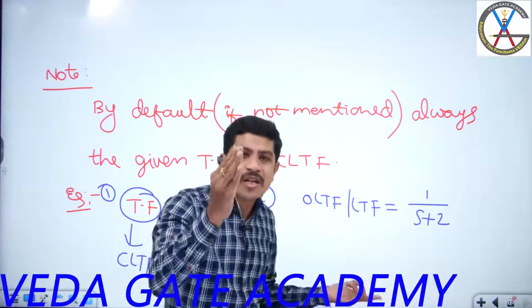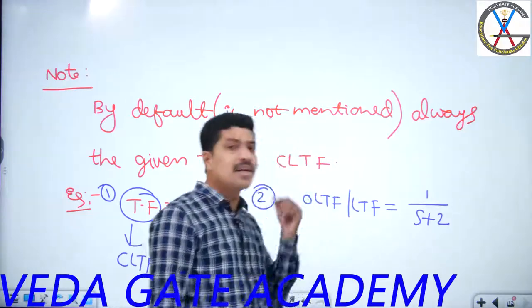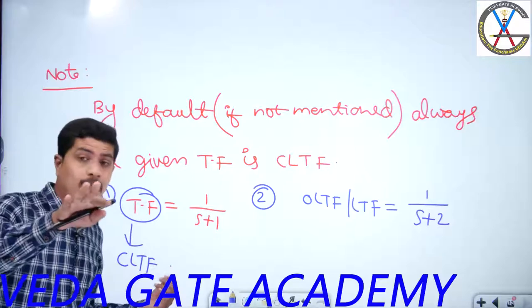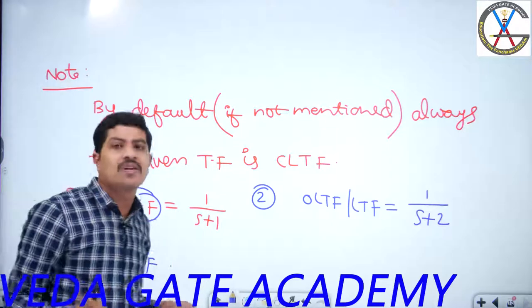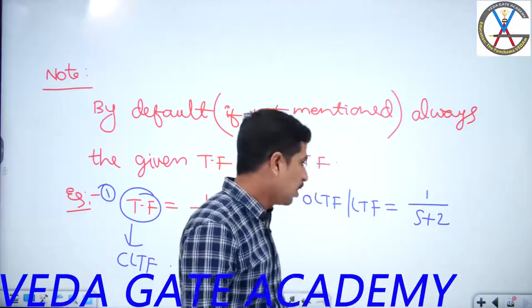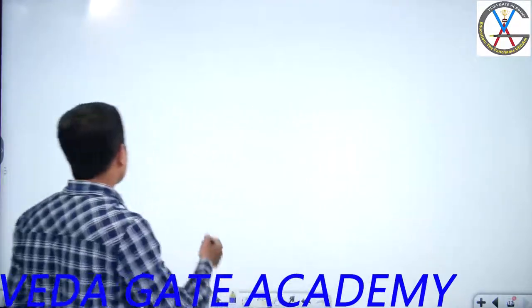If it is an open loop transfer function, the examiner will mention very clearly. If it is a closed loop transfer function, he won't mention it as closed loop. He will just say transfer function. But by default, we need to understand that it is a closed loop transfer function. Let's find the closed loop transfer function of the previous example.